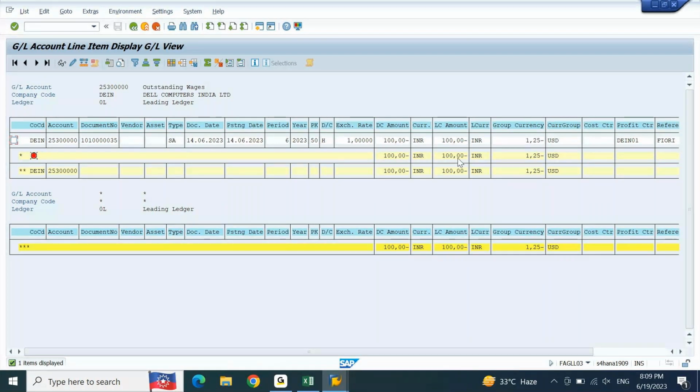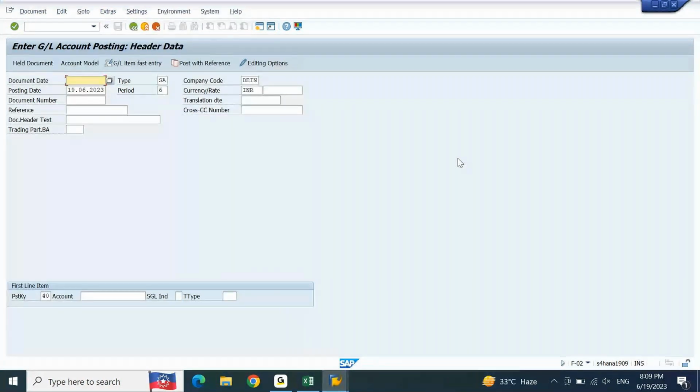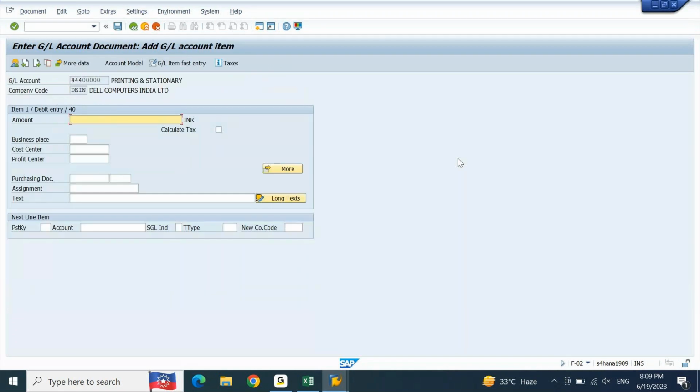Let me pass one entry into this account. To pass any one entry, I'll either use F-02, FB01, FB50, whatever the transaction I am using. Notice what I am going to input. I'll put direct entry as reference and header text. Posting key 40, expense account, some 300. Cost center, let me put the text also direct entry.